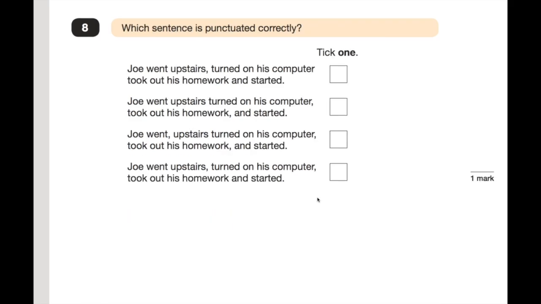Number 8 is checking your knowledge of commas again. Which sentence is punctuated correctly? It's setting out a set of events in order. It's almost like a list. So we're looking for the sentence that has commas after the appropriate actions. So, Joe went upstairs, comma, that's the first thing he did. Turned on his computer, that's the next thing he did, comma. Took out his homework and started. Now, because this is the last element of the list, he took out his homework and started, it doesn't need a comma anywhere in there, so that one is correct.